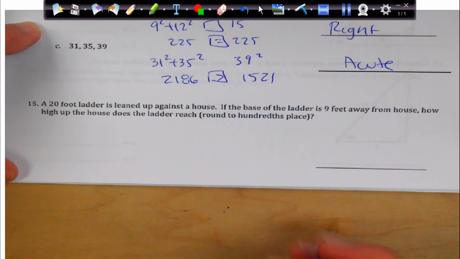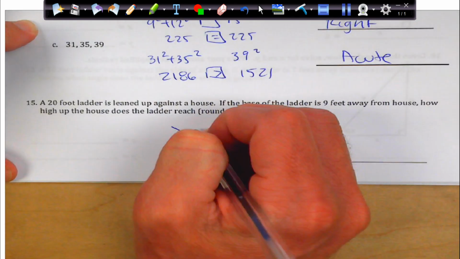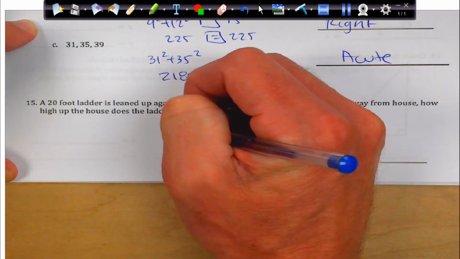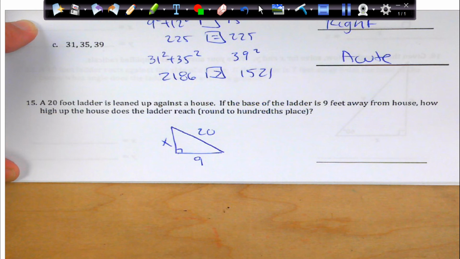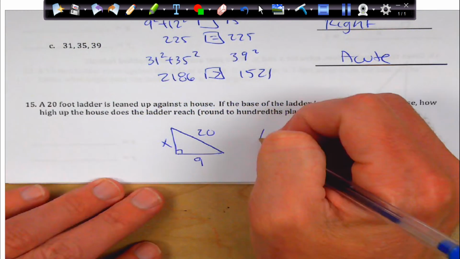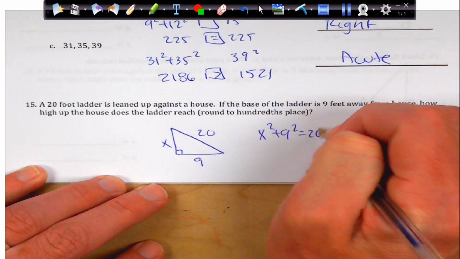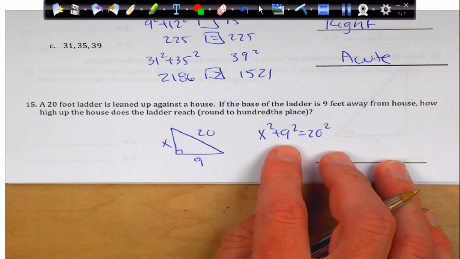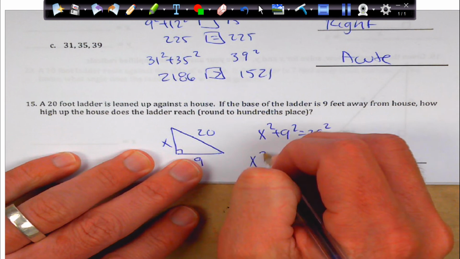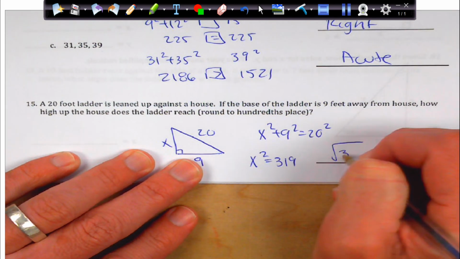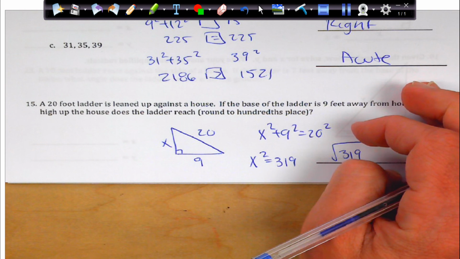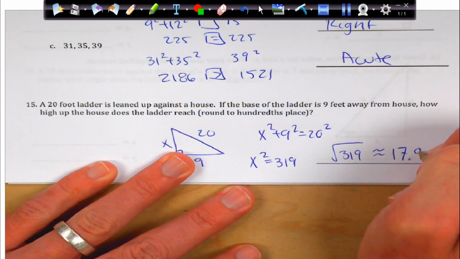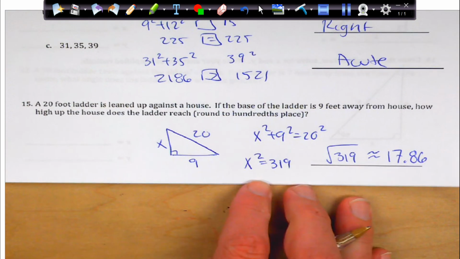A 20-foot ladder is leaned up against a house. So that's my 20-foot ladder. It's 9 feet away from the base. How high up does the ladder go? Pythagorean theorem. So literally we just do x squared plus 9 squared equals 20 squared. So I'm actually going to do 20 squared, and I'm going to subtract 9 squared from it right away to get x squared equals 319. So the answer is the square root of 319. That happens to not simplify, or you approximately get 17.86. Round to the hundredths.